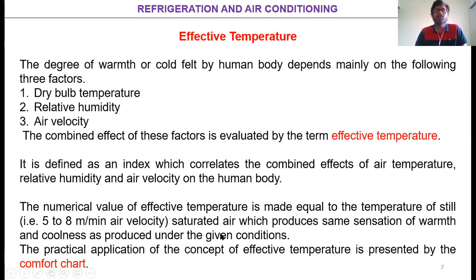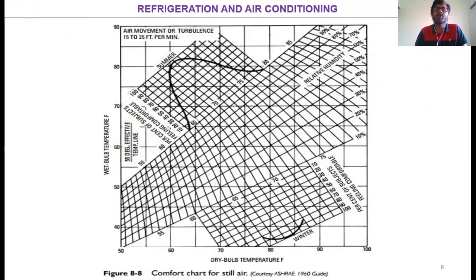It is made equal to the temperature of the still saturated air which produces the same sensation of warmth or coolness as produced under the given conditions. So it means the comfort given by air which is fully saturated at a particular temperature, and the comfort given by air which is unsaturated, the numerical value of that temperature will be given as the effective temperature. The application of the effective temperature is for the representation of a comfort chart. This comfort chart is a graphical representation of the various factors.